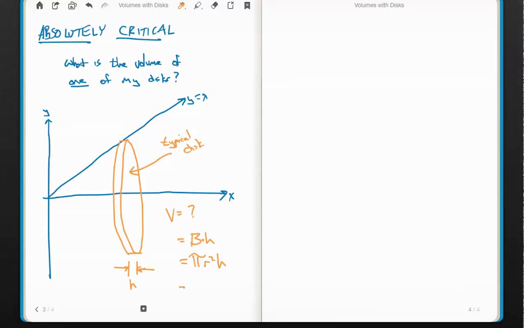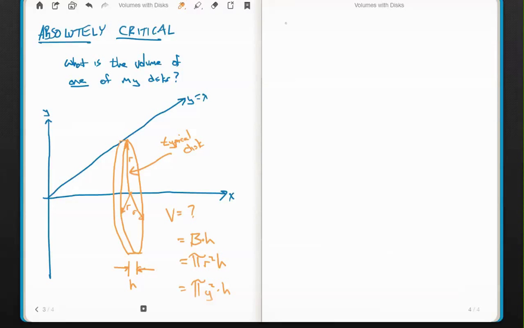What's the radius? Well, the radius here is y, right? Now, I could draw the radius from the center of my disk. I could draw my radius here. There's a radius. I could draw a radius here. That's a radius. But my radius, if I draw it like that, is y, right? So the volume of my disk becomes pi times y squared times h.